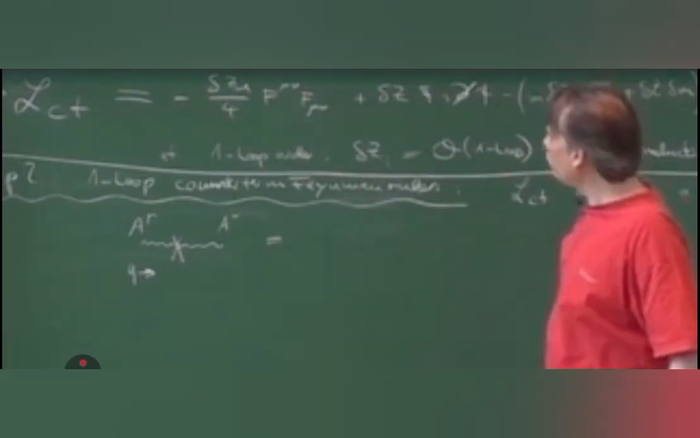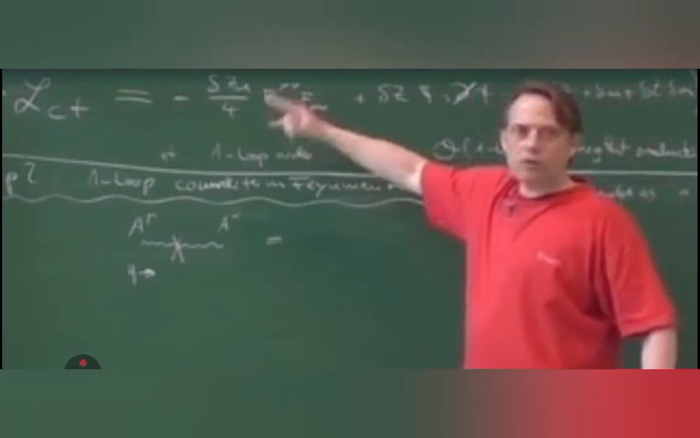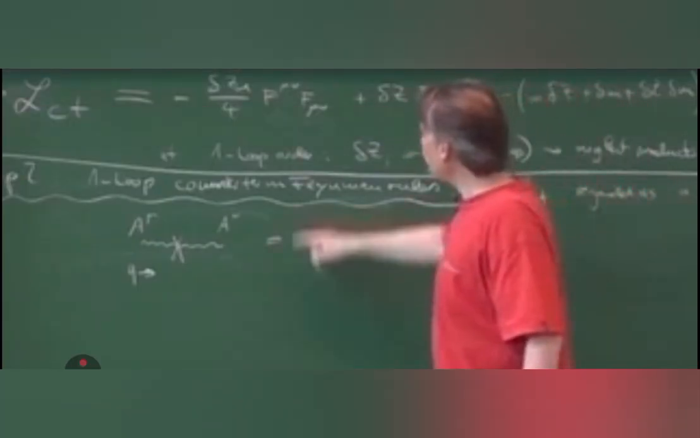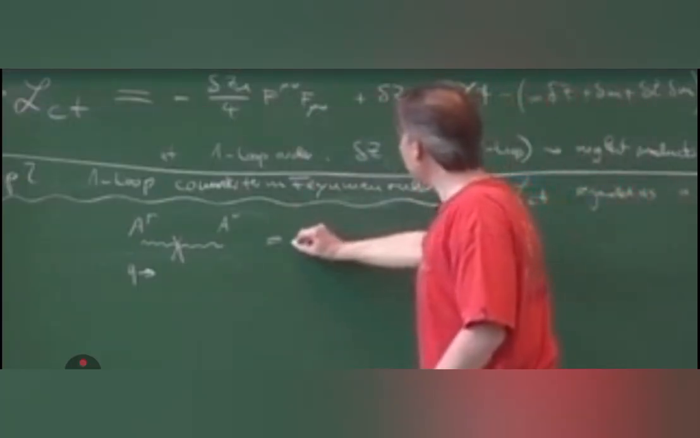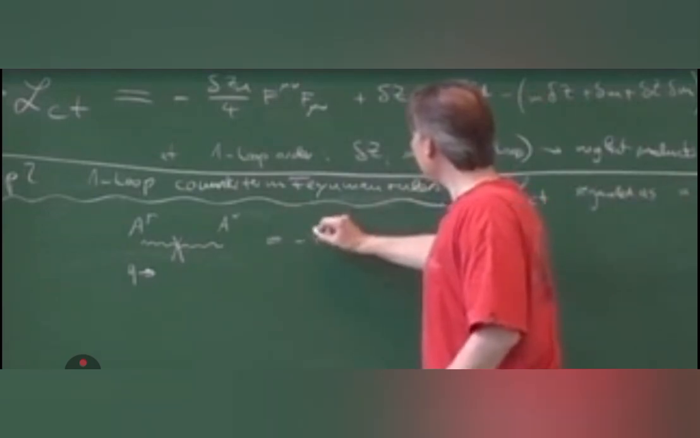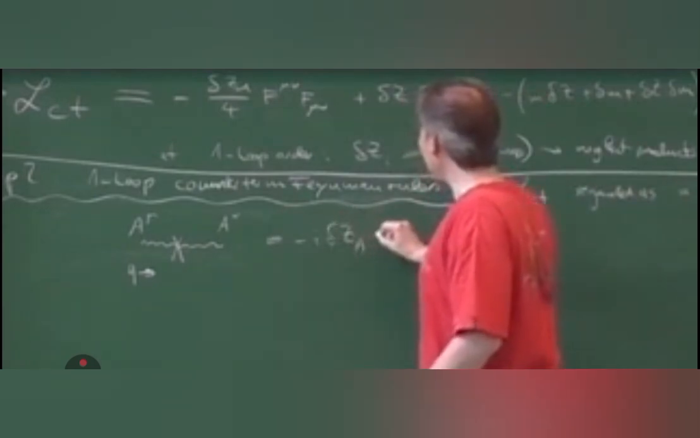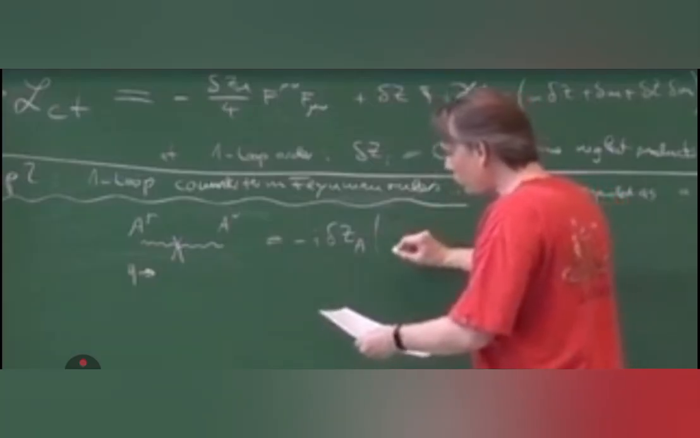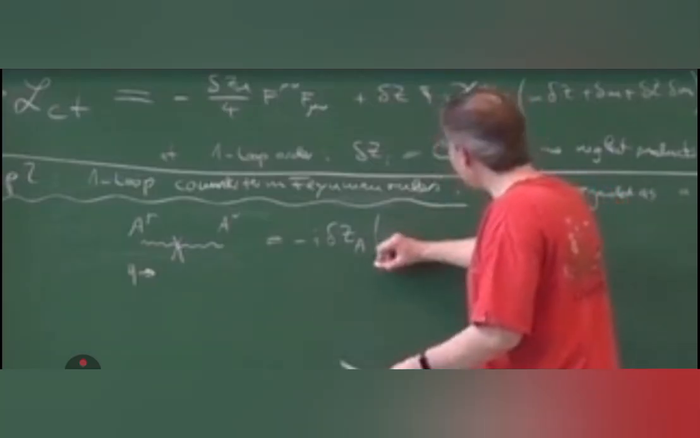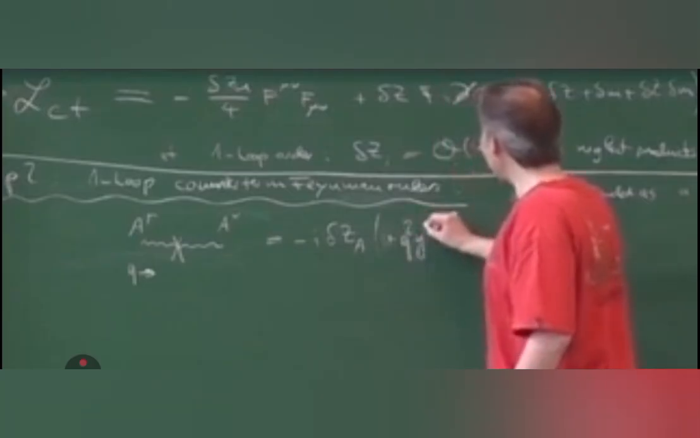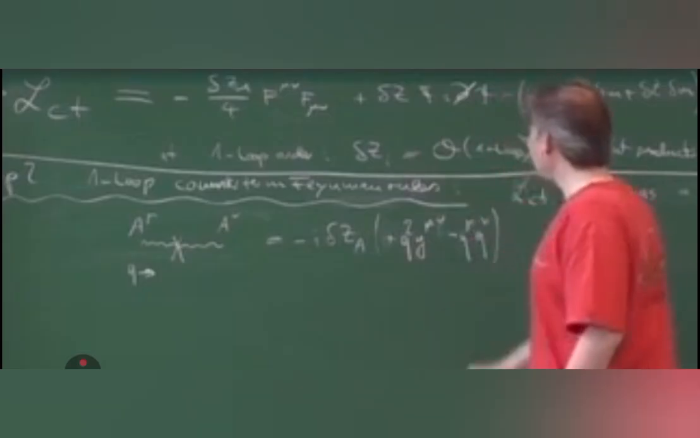So here we have two derivatives. They are combined in a transverse manner because that is gauge invariant, and so in the end you obtain from this the following Feynman rule: minus I times delta Z_A times basically a transverse expression, namely plus q squared g mu nu minus q mu q nu. So it's proportional to a transverse projector, and that transversality is directly connected to the gauge invariance of F mu nu F mu nu.